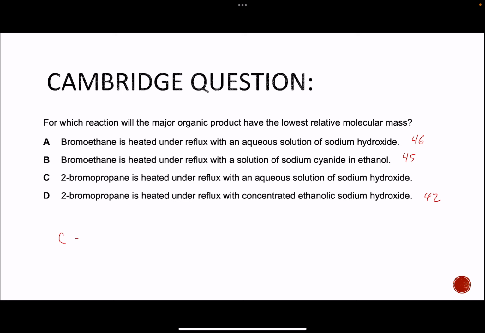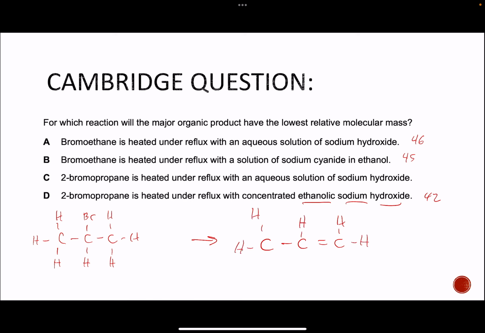So we've got 2-bromopropane. Right? And so we have ethanol, sodium hydroxide, so it becomes propene. And then we have to get the molar mass of propene. The molar mass of propene, it's 3 carbons and 6 hydrogens. So 3 times 12 plus 6 times 1 is 42.